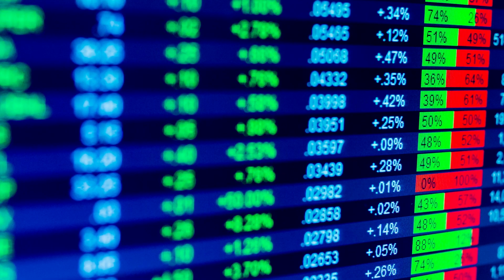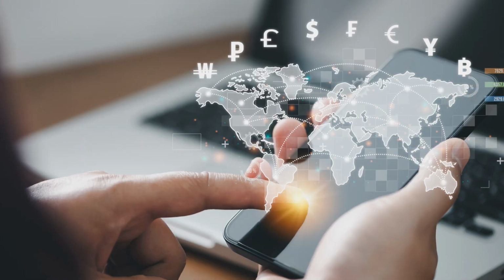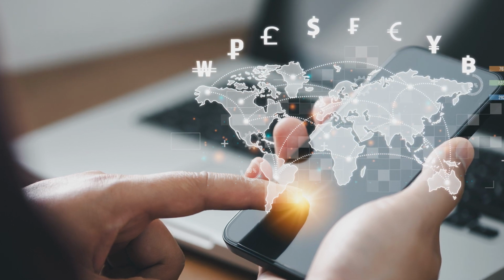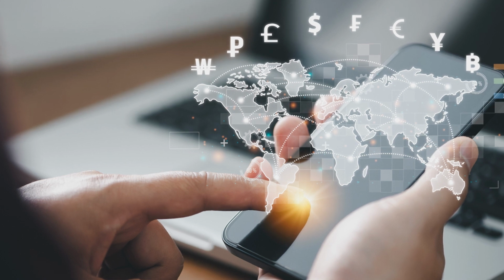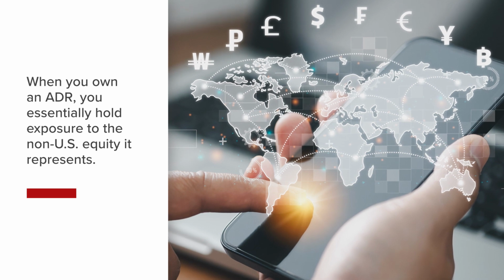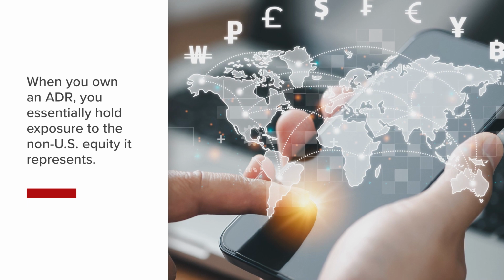Like exchange-traded funds, ADRs look and trade almost the same as US stocks. They may be US exchange-listed or over-the-counter and trade during US trading hours. But there are several features that differentiate these products. For example, ADRs generally face foreign currency risks as well as different tax treatments compared with US-based stocks. We'll touch on these concepts a bit later in this course, but for now, it's important to note that when you own an ADR, you essentially hold exposure to the non-US equity it represents.